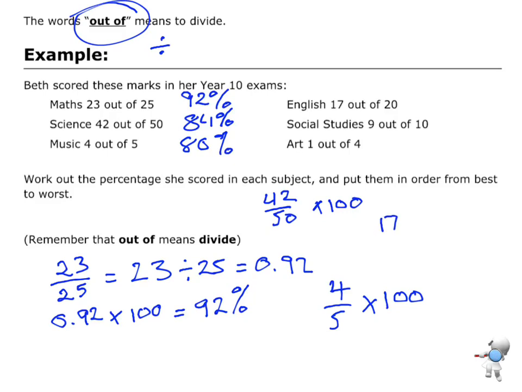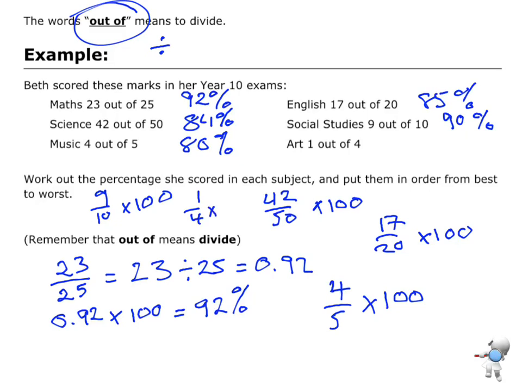English, 17 out of 20, multiply that by 100, and that will give me 85%. Social studies, she got 9 out of 10, again multiply that by 100, and that's going to give me 90%. And art, she got 1 out of 4, multiply that by 100, and that's going to give you 25%.